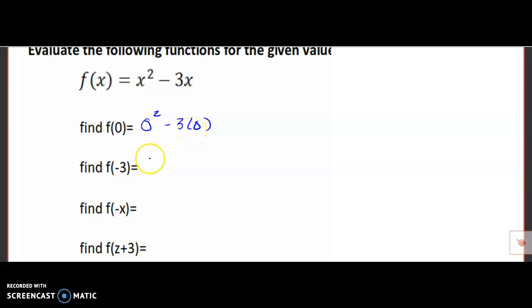F of negative 3, and watch your parentheses when you do this, f of negative 3 is negative 3 squared minus 3 times negative 3. Well, this first value ends up being 0 minus 0, which is 0. The second value ends up being negative 3 squared, which is 9, minus 3 times a negative 3, which ends up being a plus 9, so we get 18.